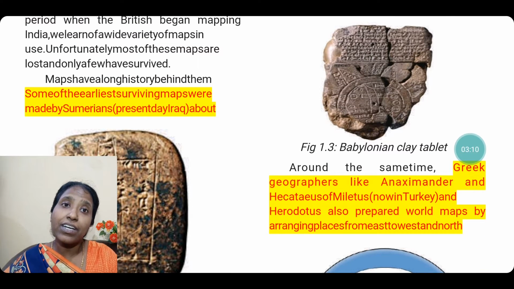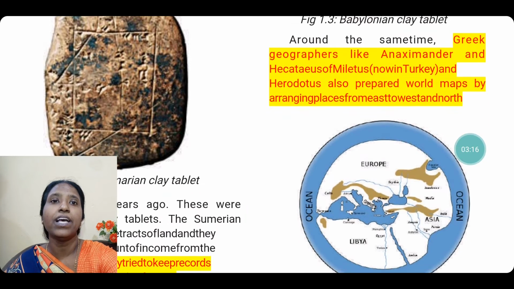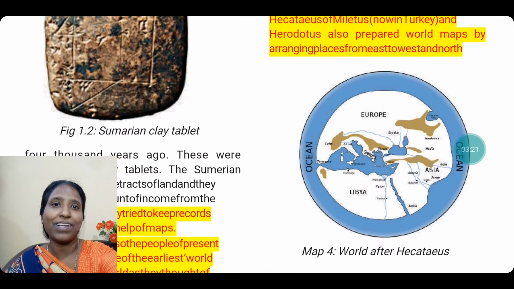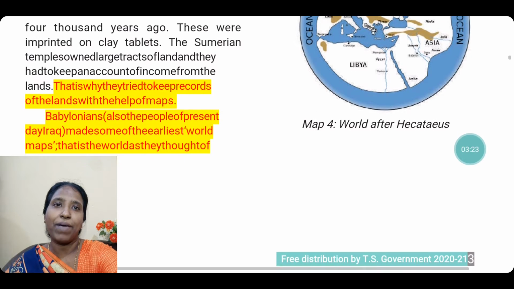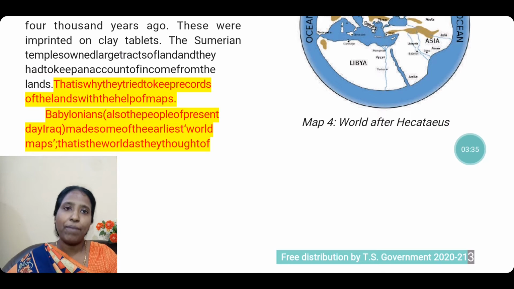And then some of the earliest maps were made by the Sumerians. Sumerians are the people of present Iraq, and they had made maps. So you can see the Sumerian clay tablet wherein they had made their maps. Why they made this is they had to keep an account of the income from the lands. That is why they made the maps, and they tried to keep the records of the lands with the help of maps.